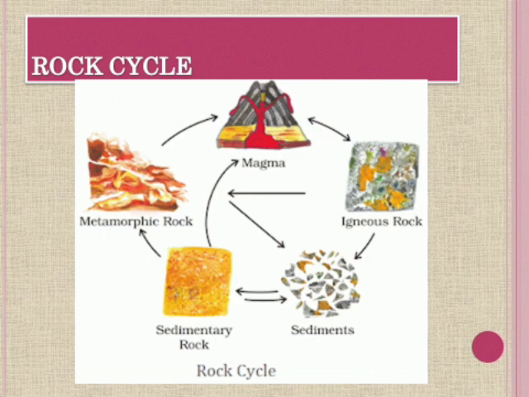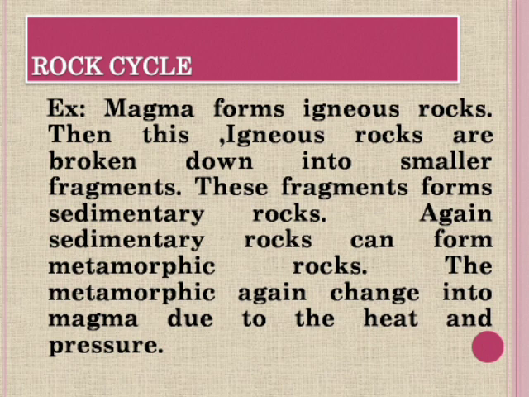See this diagram, children. This is the rock cycle. When magma comes out of the earth, it forms igneous rocks. Then these igneous rocks break into several pieces that we call sediments. These sediments form sedimentary rocks. And if we give heat and pressure, then they change into metamorphic rocks. And this metamorphic rock, due to high heat and pressure, again changes into magma. So this process will continue like this. Also, sedimentary rocks can directly change into magma, and sedimentary rocks can change into sediments. And igneous rocks can change directly into metamorphic rocks and also sediments. So it can change through several transformations. This we call the rock cycle.